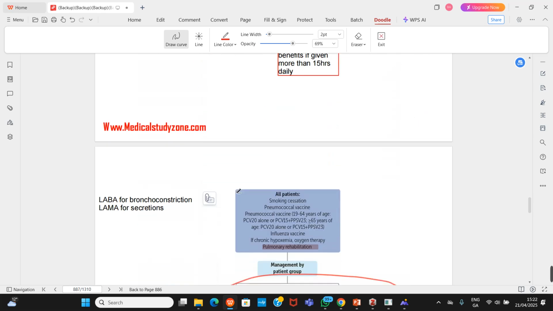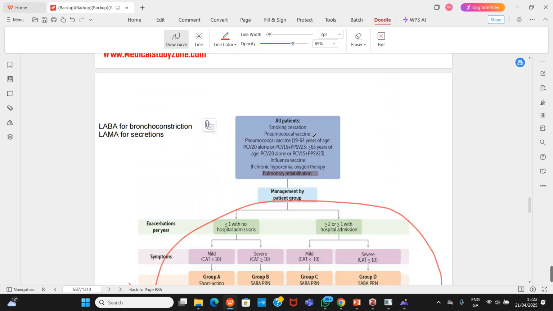Yeah. Okay. So stop smoking. Go and take influenza vaccine. Go and take pneumococcal vaccine. Take your PCV15 now. Come back after 1 year to take your PPSV23.